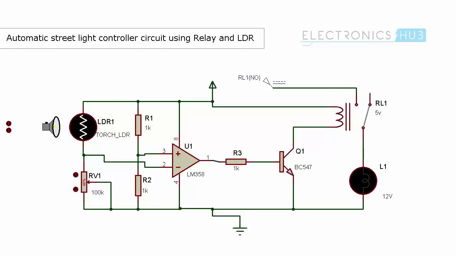Let us see the components used in this circuit. LDR, variable resistor, three 1 kilo ohm resistors, operational amplifier IC LM358, BC547 transistor, relay, and AC source, AC bulb. In this project, I am going to control this bulb using the LDR.